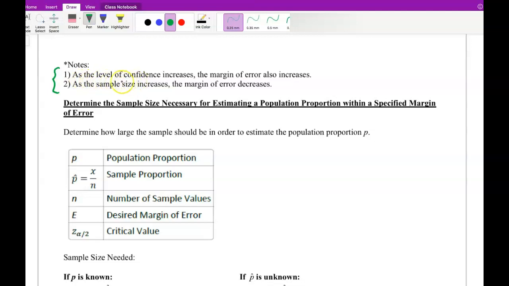So if the level of confidence increases, that means the margin of error also increases. Also, if sample size increases, margin of error decreases.